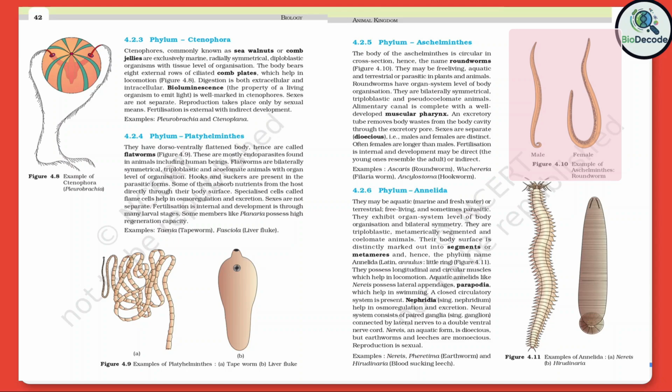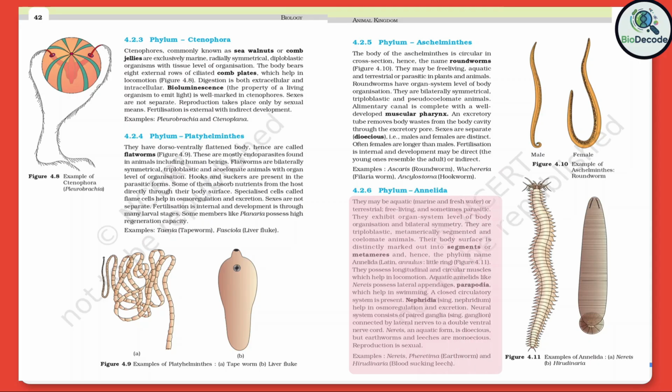The figure highlights a complete digestive system with distinct mouth and anus, marking an evolutionary step from incomplete to complete digestion. These worms inhabit the human intestine, causing ascariasis, and represent the advancement toward body organization with a pseudocoelom and distinct organ systems. Phylum Annelida. They may be aquatic, marine and freshwater, or terrestrial, free-living, and sometimes parasitic.